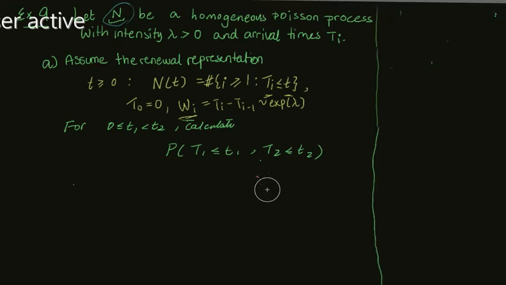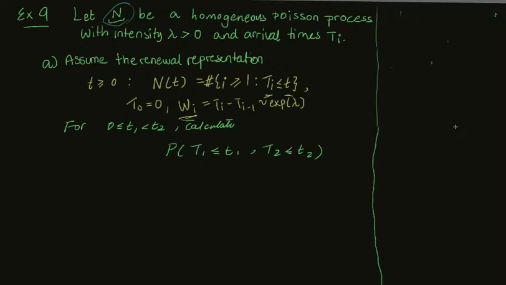And welcome to exercise 9a, the solution. So in 9a, we want to calculate the probability that the first arrival arrives before some time t1 and that the second arrival arrives before some time t2. And in order to calculate this, maybe it's a good idea that we just start by writing up some of the things that we know.